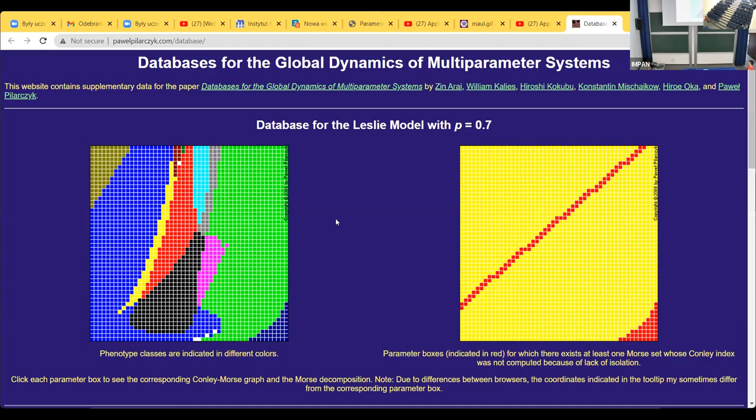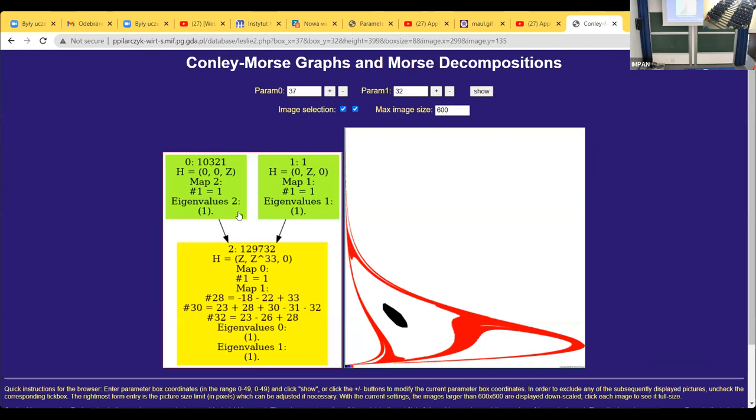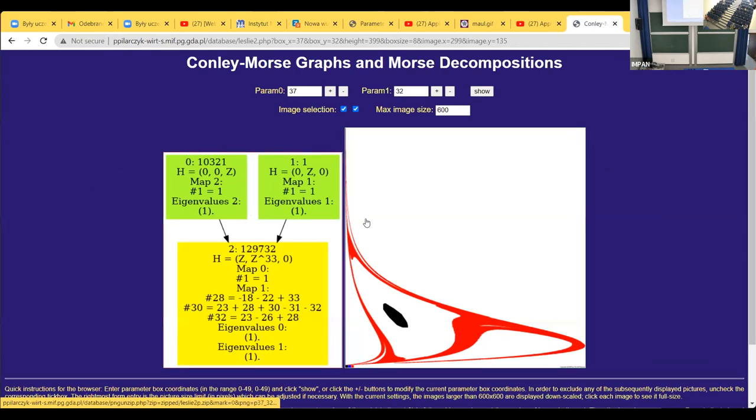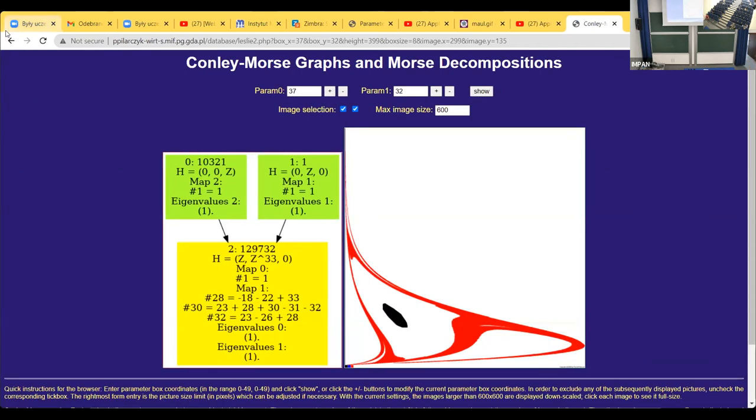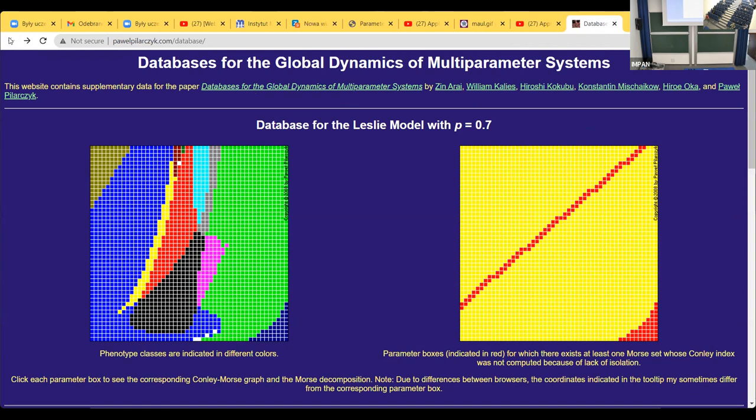Okay, so this is the diagram. It is interactive, so you can click each parameter and see the Conley-Morse graph and the phase space. You can easily see the phase space because it's two dimensional. For higher dimensions, the purpose of the software is that you don't need to visualize this to see the dynamics, but instead compute the invariants and to infer the dynamical properties from the graphs.